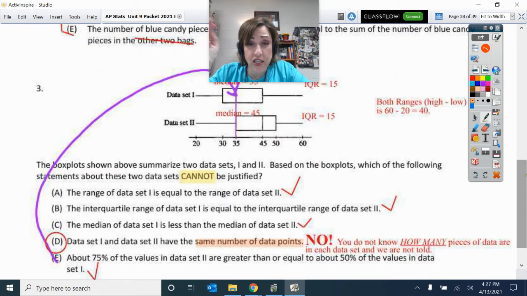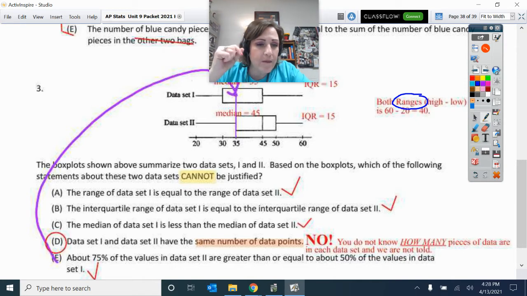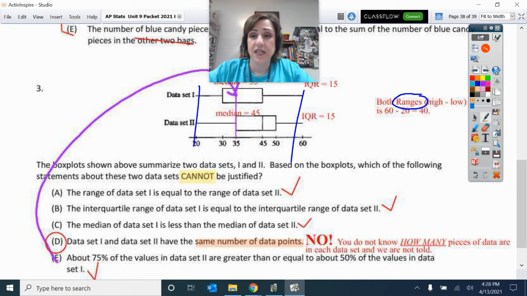Similar idea, but it also gave specific information about ranges, if you remembered that. It also talked about where these quartiles were, medians, IQRs, that kind of stuff. So which one of these cannot be justified? Again, another one of those "not" questions. The range is equal for both of them because they both go from 20 to 60. So the ranges are 40 for both of them.